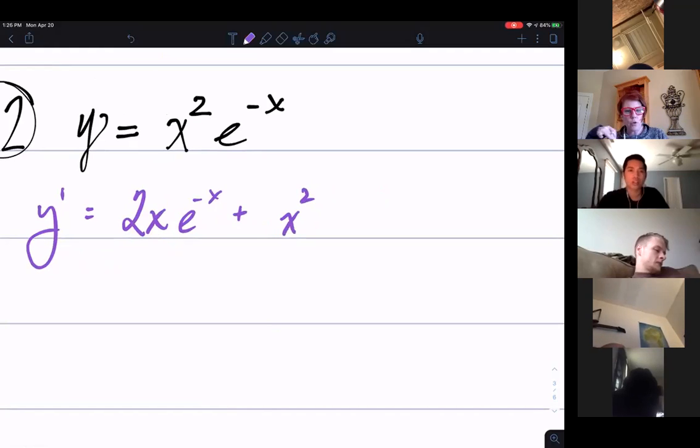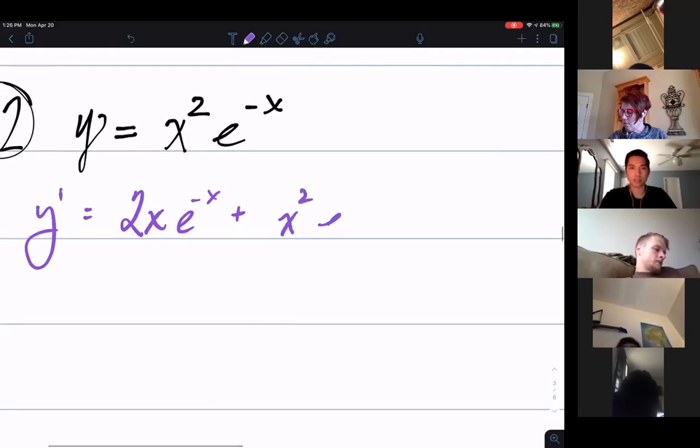Okay, so let's talk through the derivative of the second. How do I write that? e to the negative x times -1. Correct.